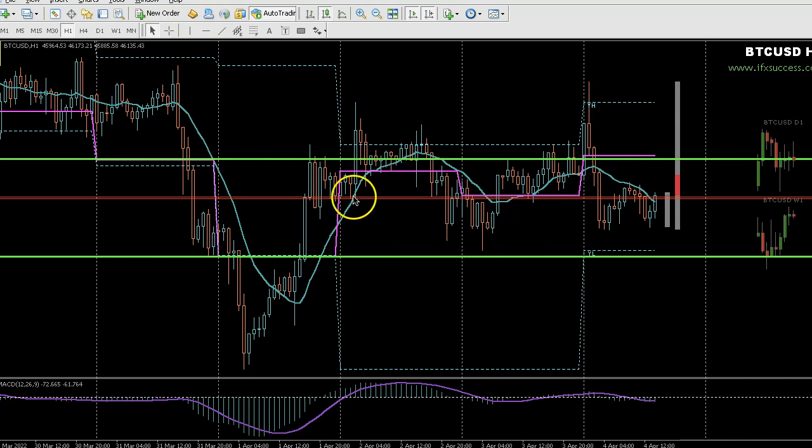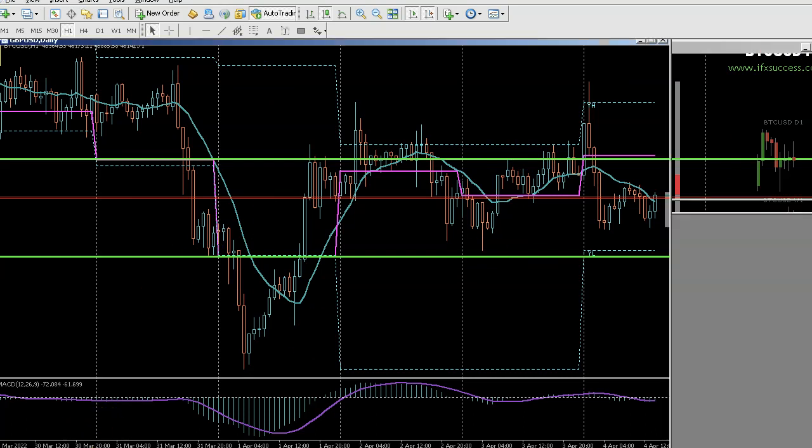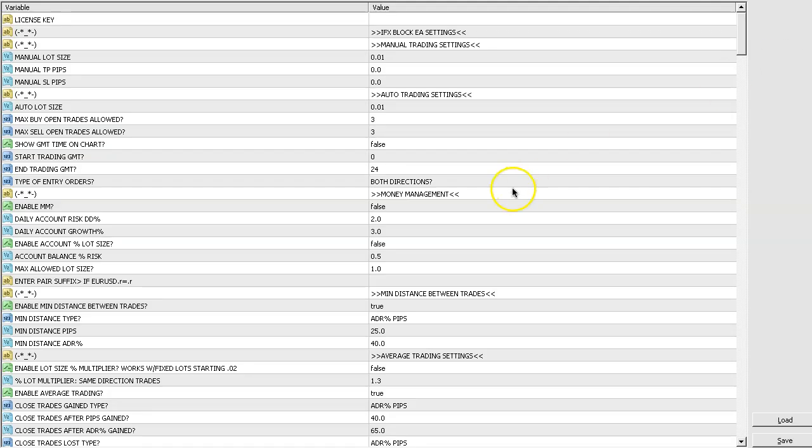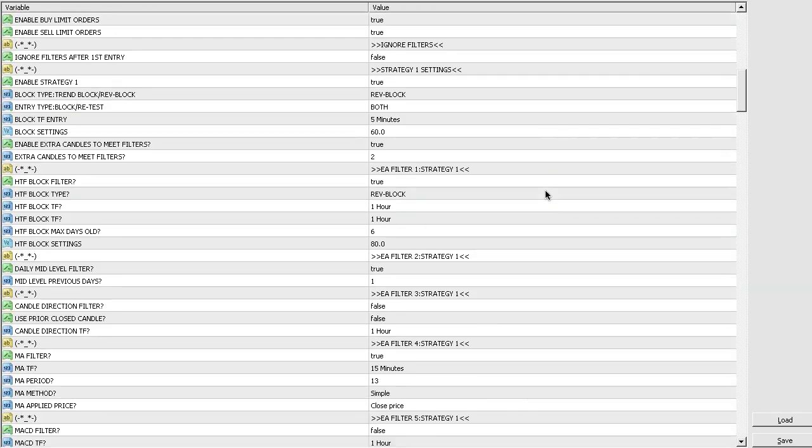It could give me an entry in here. Why? Because this is 2 days old, I'm above it, and it acts as a resistance and support. So it will give me a buy entry. That's pretty much how the EA's prior day mid-levels filter is going to work. All right, so let's keep on moving.